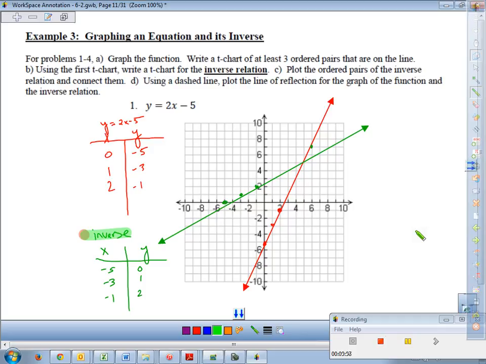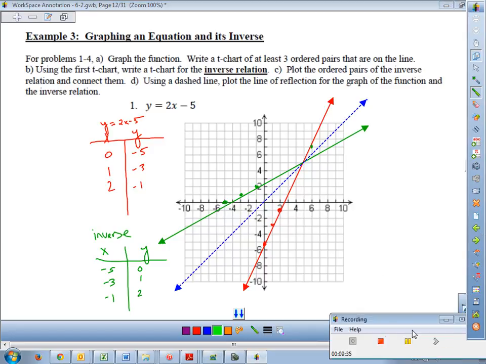Okay? They want us to graph one more thing, the line of reflection. What's the line of reflection? Y equals x. Just do it in pencil, but it's supposed to be a dashed line. Graph the line y equals x as a dashed line. Again, they should reflect to each other over this line.